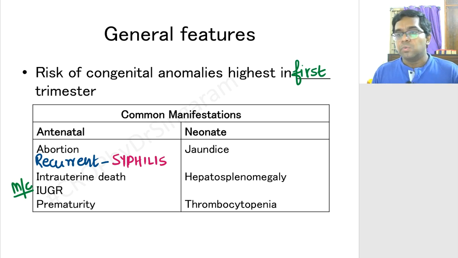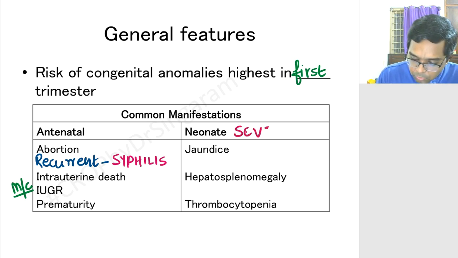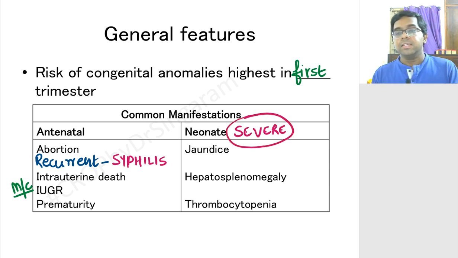Now, as a pediatrician, what I am more concerned about is the features which are going to be present in the neonatal period, right? So I have listed certain features, as you can see from the list: jaundice, hepatosplenomegaly, and thrombocytopenia. Now, the point to be remembered here is that these problems are going to occur only if the infection was very severe, right? Only in a severe TORCH infection are you going to encounter these problems in the neonatal period, right?